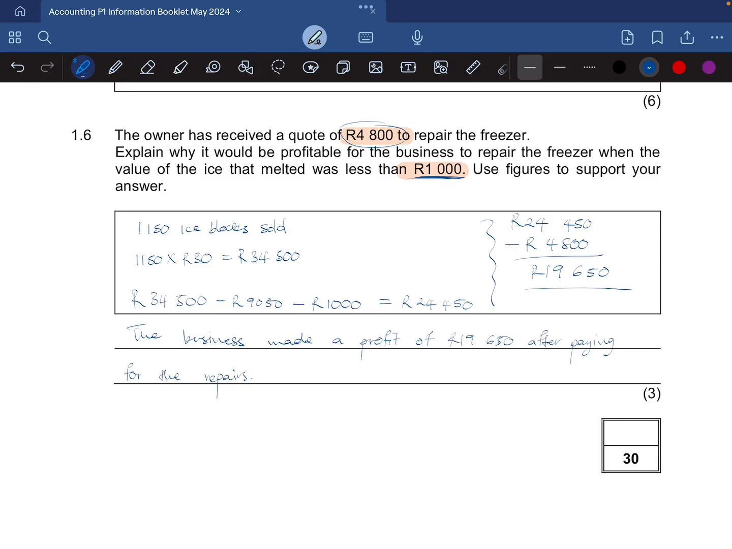Okay, so that is it with our inventory systems question.